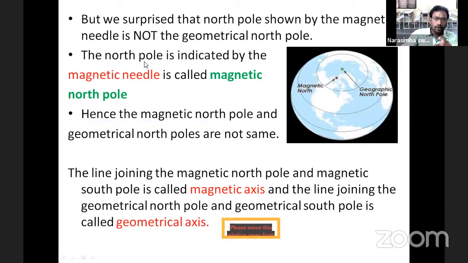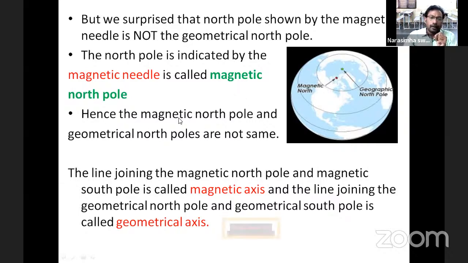Now, the north pole indicated by the magnetic needle is called the magnetic north pole. Observe the terms here. The north pole indicated by the magnetic needle is called the magnetic north pole. Observe the term: magnetic north pole.